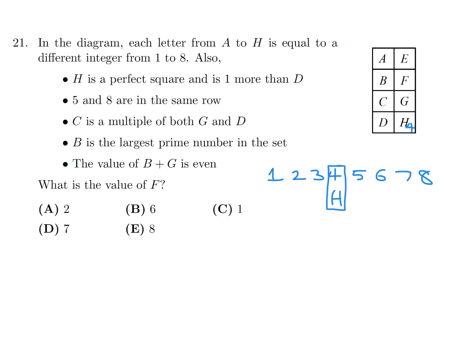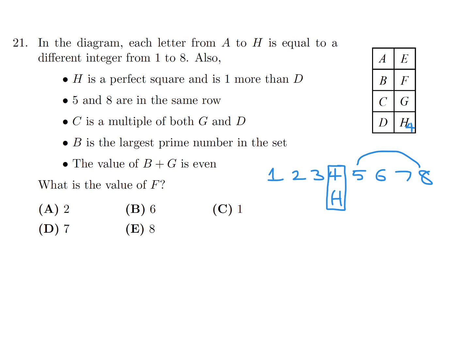5 and 8 are in the same row. Okay, that doesn't help me right now, but I can just connect that there. C is a multiple of both G and D. Again, that doesn't really help me right now, so let me just skip that.